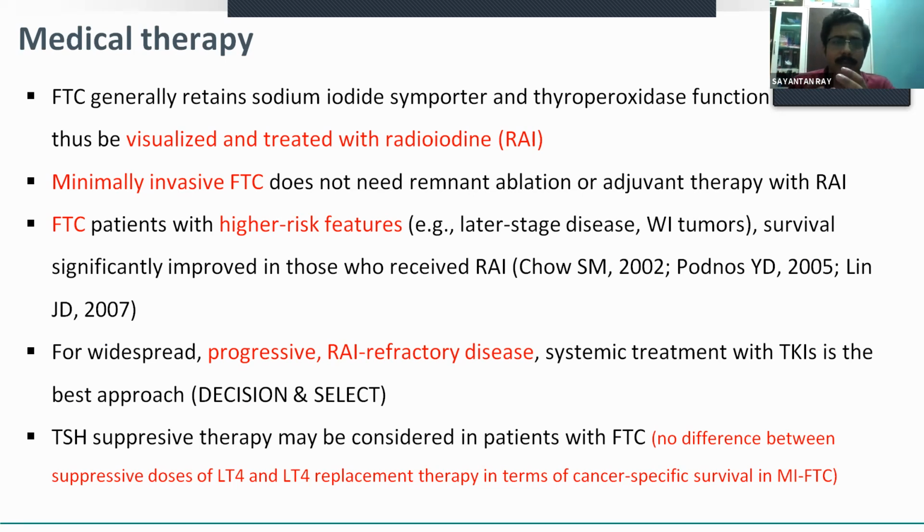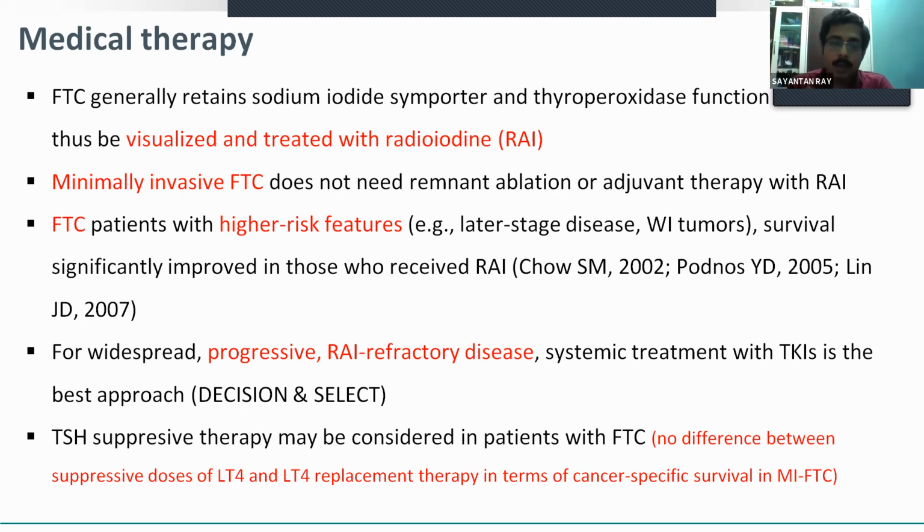So minimally invasive follicular thyroid cancers usually do not require remnant ablation or adjuvant treatment with radioactive iodine. Follicular thyroid carcinoma patients with high risk features, that is, later stage disease or widely invasive tumors, in these areas we have evidence that survival significantly improved in those who underwent radioactive iodine treatment. And for widespread progressive and radioiodine refractory disease, systemic treatment with tyrosine kinase inhibitors is the best approach.